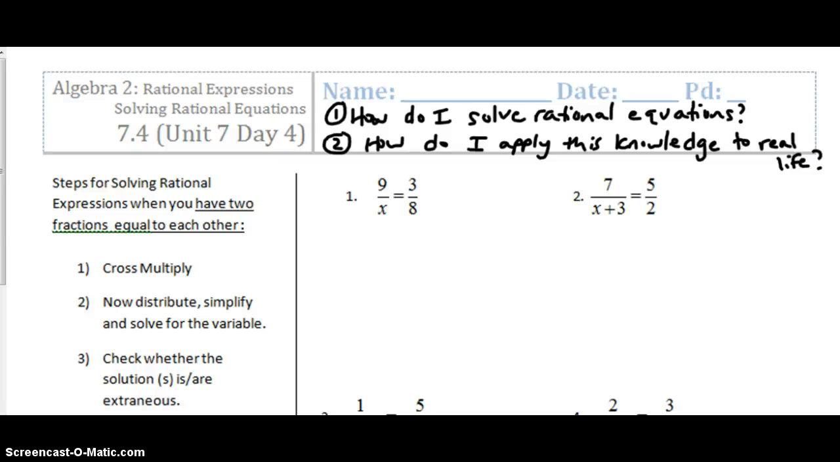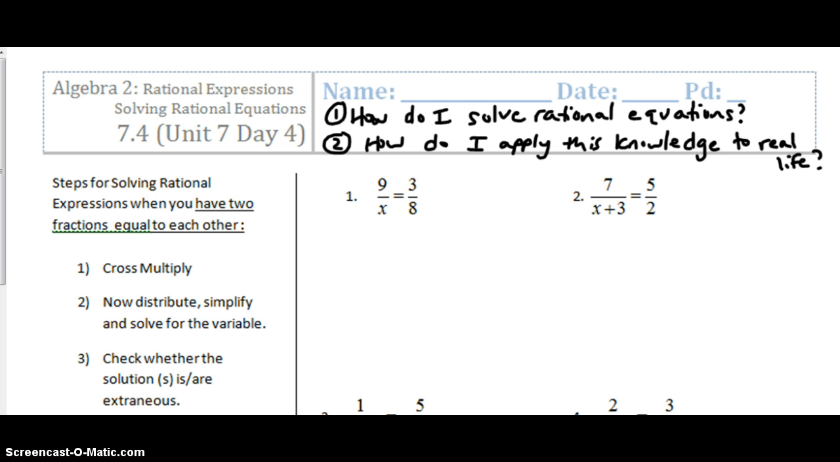Hello, Algebra 2. Tonight's topic is 7.4, solving rational equations. And we have two essential questions tonight, or two objectives. The first is, how do I solve rational equations? And the second is, how do I apply this knowledge to real life?